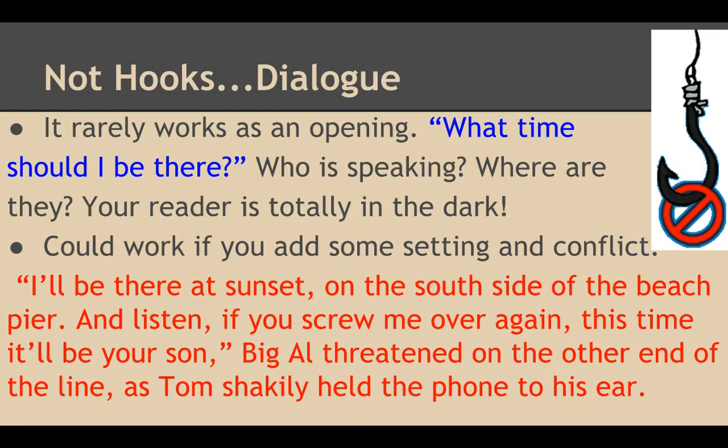So here's a better example where we also work in some setting and some conflict and characterization too for the protagonist and the antagonist. "I'll be there at sunset on the south side of the beach pier. And listen, if you screw me over again this time, it'll be your son," Big Al threatened on the other end of the line as Tom shakily held the phone to his ear. Whoa, dun dun dun. We want to know what's going on. Who's Big Al? Sounds like a gangster or something. What's going on? Does Tom owe him money? Why is he threatening him? Why is Tom so nervous? I want to know more. Great narrative hook.